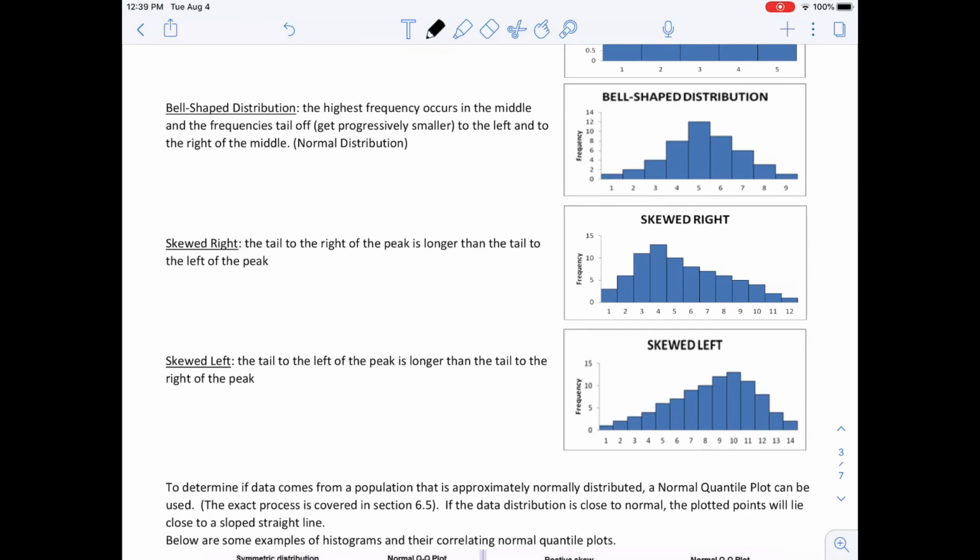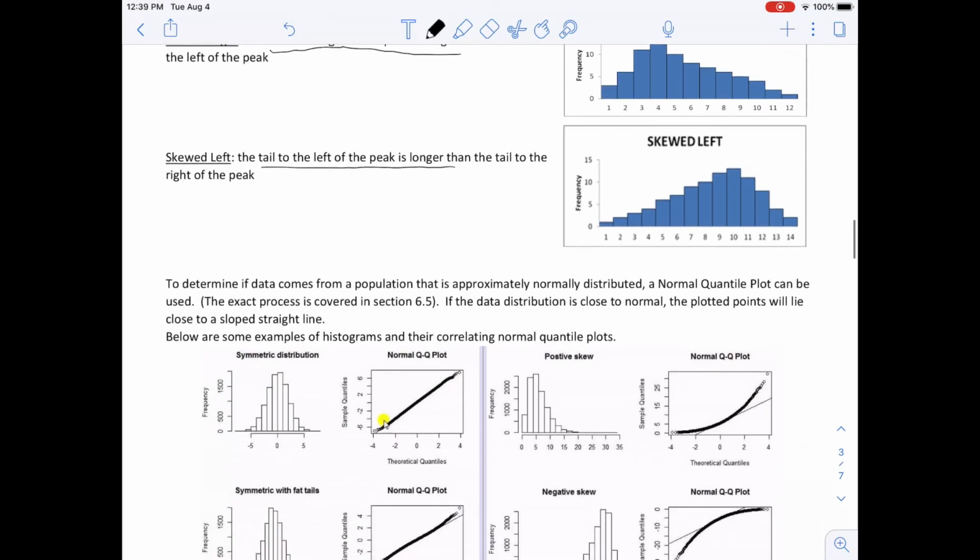Then we have skewed right and skewed left. Skewed right, the tail to the right of the peak is longer than the tail to the left of the peak. And skewed left, it says the tail to the left of the peak is longer. And so if you look at the peak of where those are for both of them, you'll notice that skewed right has a longer tail going to the right. And skewed left is going to have a longer tail going to the left.